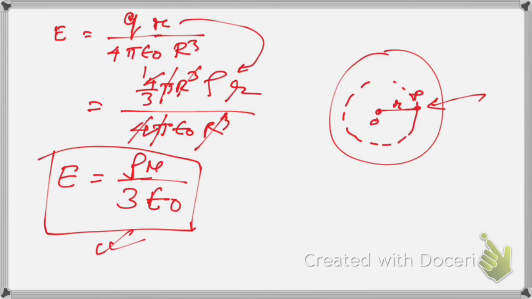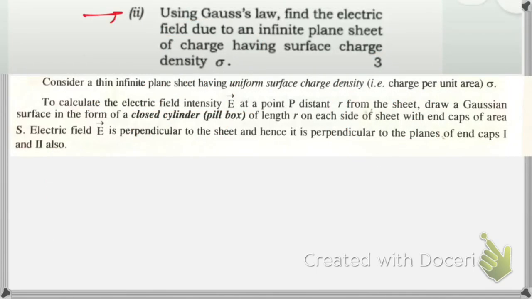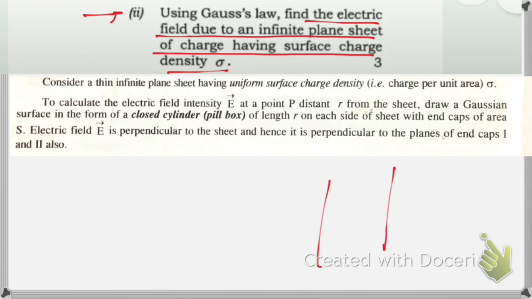Now let's move on to next question. Now, using Gauss law, find electric field due to an infinite plane sheet of charge having charge density sigma. Suppose we have an infinite plane sheet, and this is a positively charged plate, suppose. Let me consider that way, right? So we need to find electric field due to this plane sheet, right? And the charge density is sigma here. Sigma is the charge density, right?